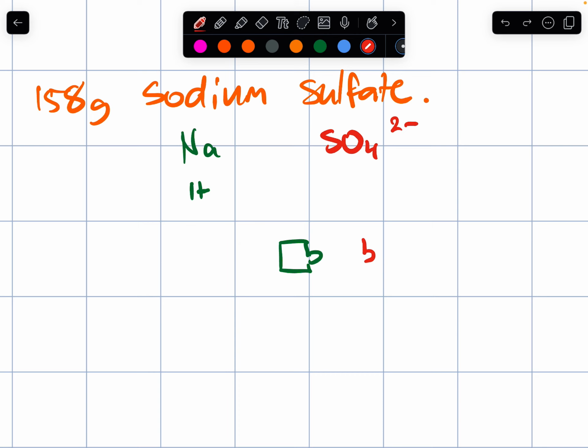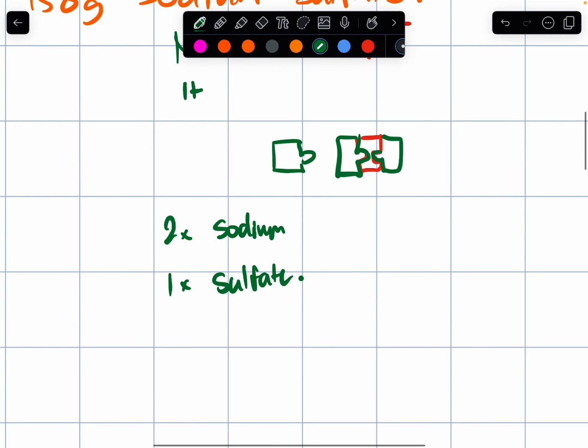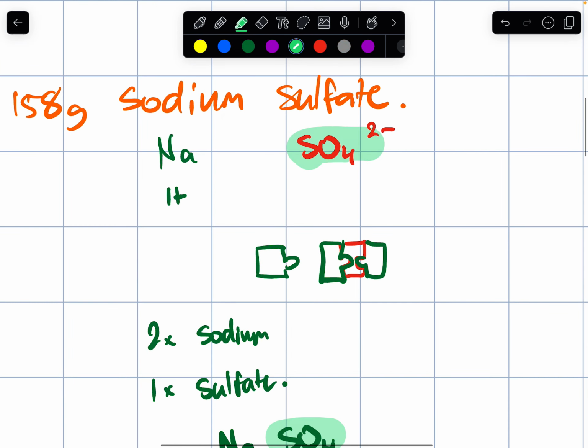Oh my goodness. Sorry, excuse the drawing, I'm not very good at art. This goes in 2. So we're going to need 2 of them to be able to fill in both those holes. So we have 2 times sodium and 1 times sulfate, which means we write it out as Na2SO4, because SO4 is our entire sulfate ion, right?